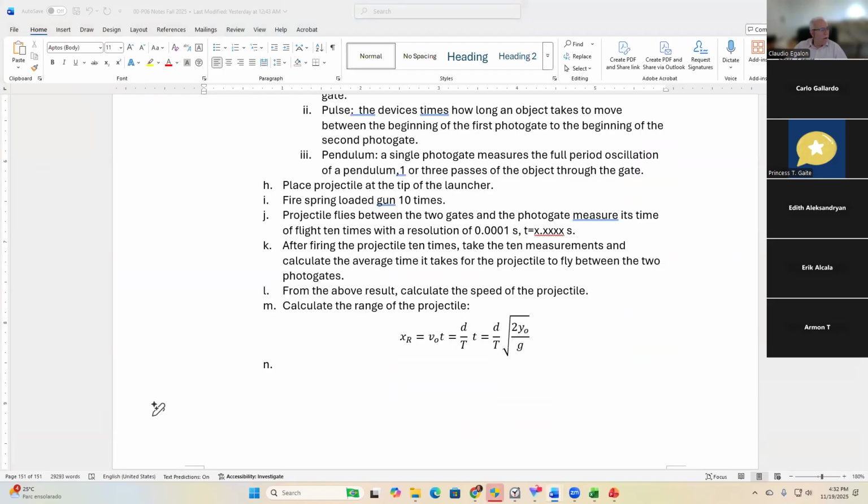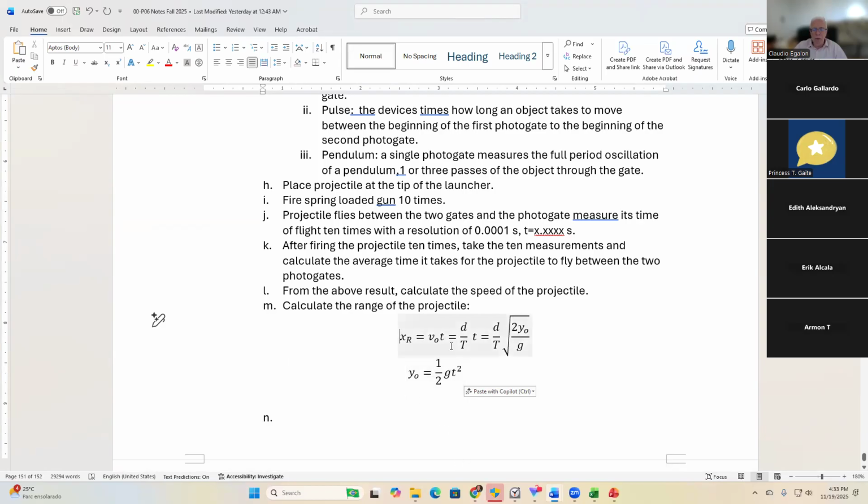Next. And how did I get this relation? Just go back to the equation of motion of your projectile. The equation of motion of your projectile is uniformly accelerated motion. Y0 is equal to half g t squared. That's how I got the square root of 2y0 over g. If I invert this equation, I get exactly what you see in there: the square root of 2y0 over g.